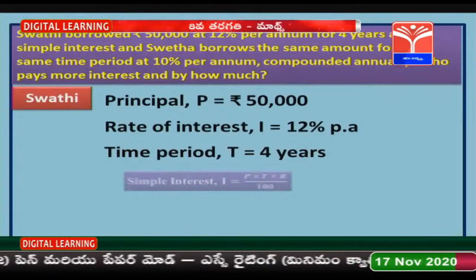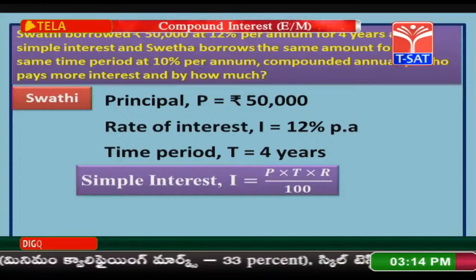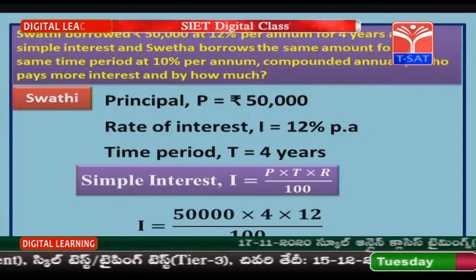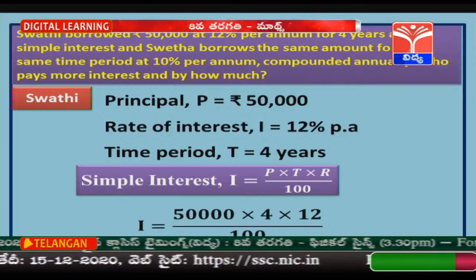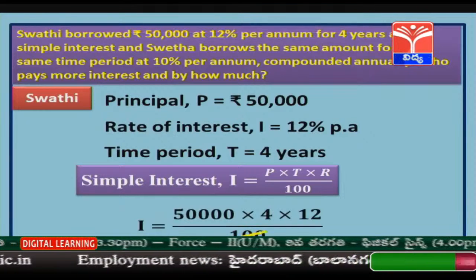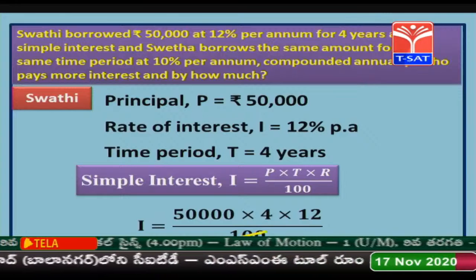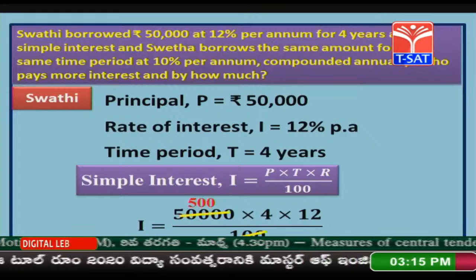Now, children, what is the formula to find simple interest? Yes, it is I equal to P into T into R by 100. Now, let us substitute the values of P, T and R. So, we get 50,000 into 4 into 12 by 100. Now, let us cancel 100. With 100 only we will cancel, 100 goes in 100 one time, whereas in 50,000 it goes 500 times.